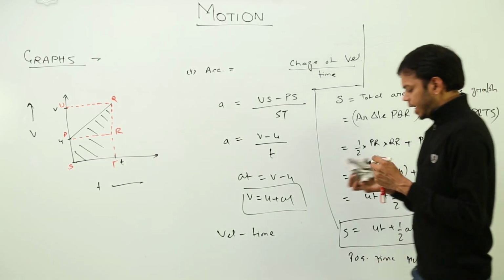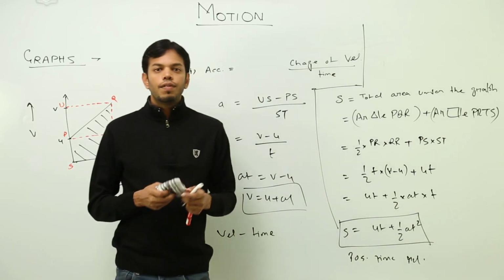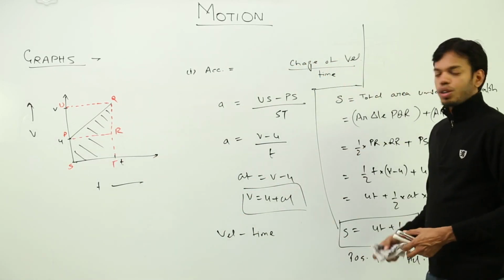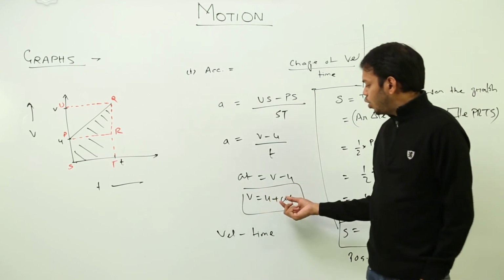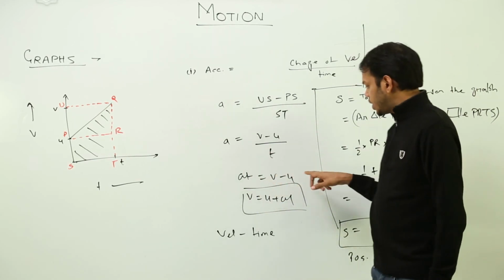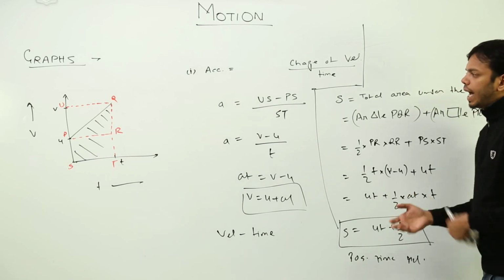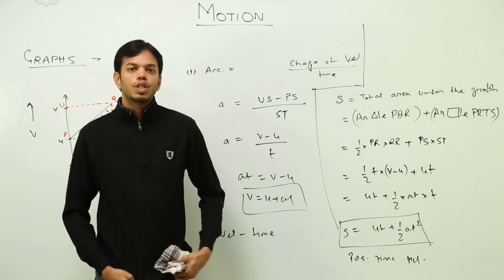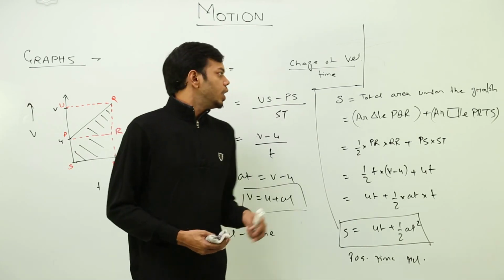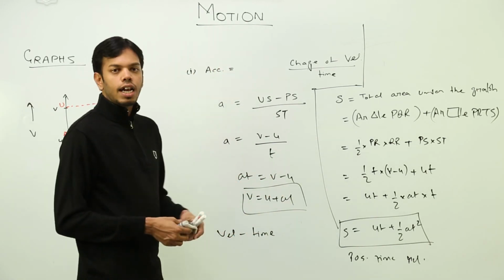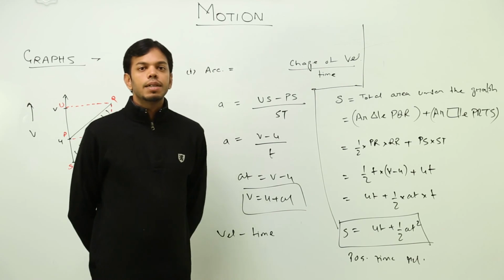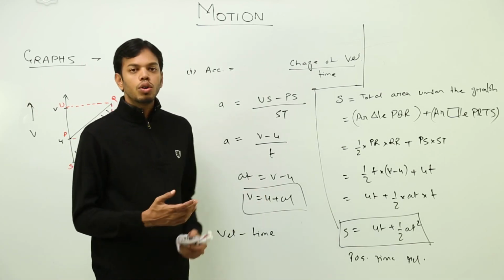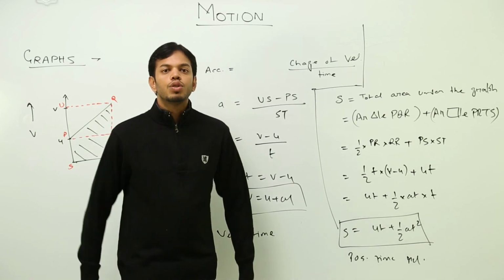And lastly, if you have to find the third equation, which is v square minus u square is equal to 2as, just put the value of a or t from this equation into this equation, and you'll automatically get the third equation, which is the position velocity relationship, v square minus u square is equal to 2as. So now you have seen the graphical method of representing position time, velocity time, and also you have figured out how to find the equations of motion using the graphical method.